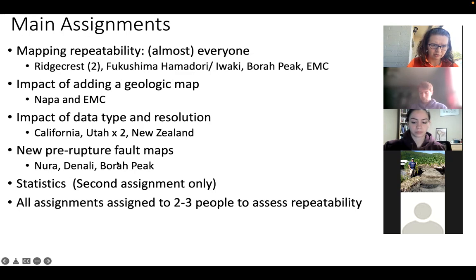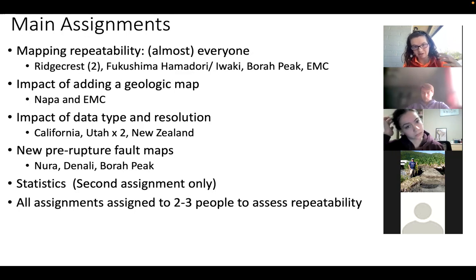Then we're building a few new pre-rupture maps, looking at the 2008 Nura earthquake in Kyrgyzstan, the 2002 Denali earthquake in Alaska, and the 1983 earthquake at Borah Peak. So yeah, especially for this, it's important that you only use the pre-rupture data, actually also for the geologic map and the mapping repeatability. So I'll discuss how to get the data that you'll be using for those assignments.